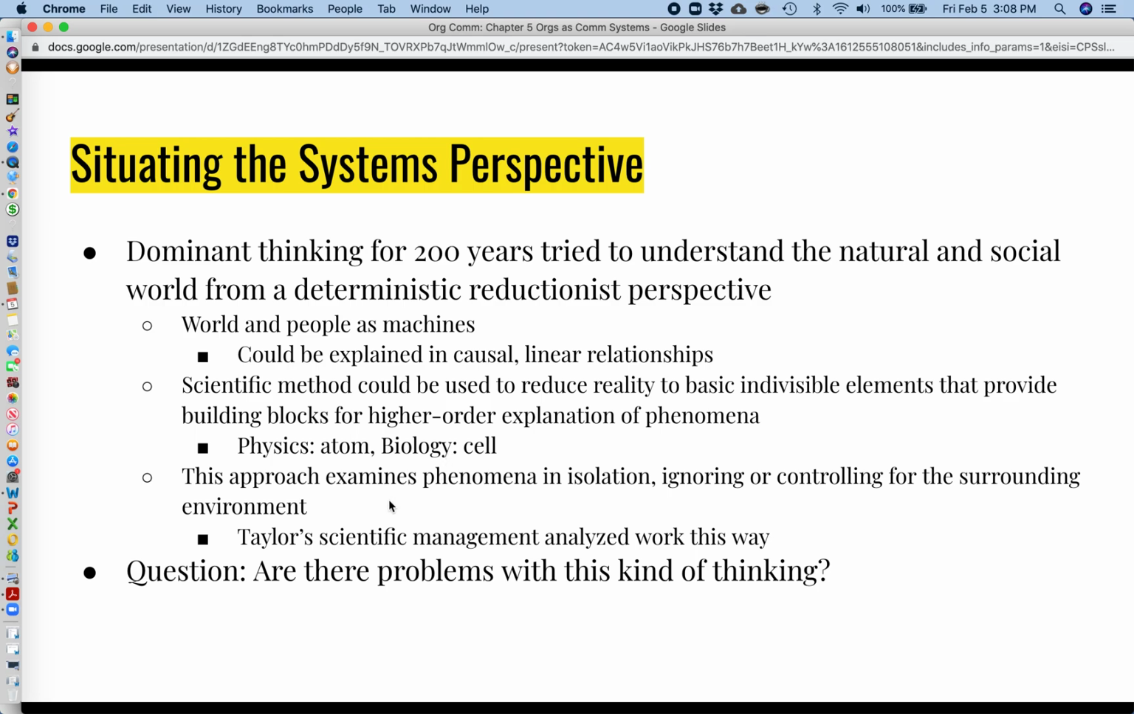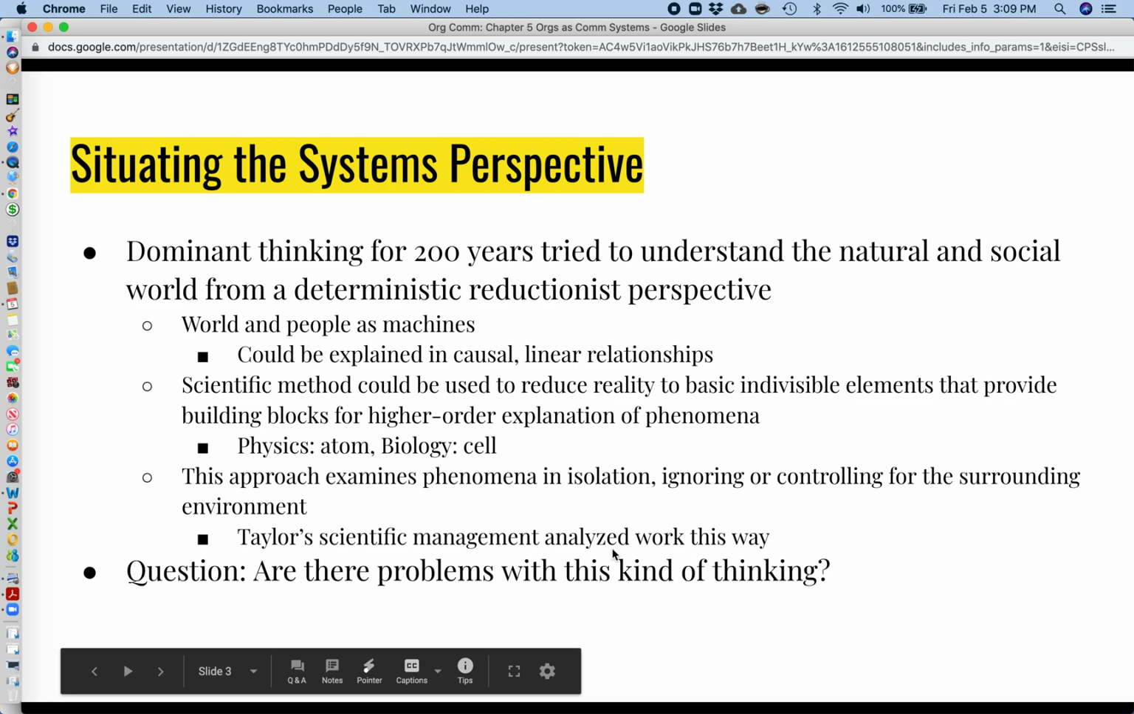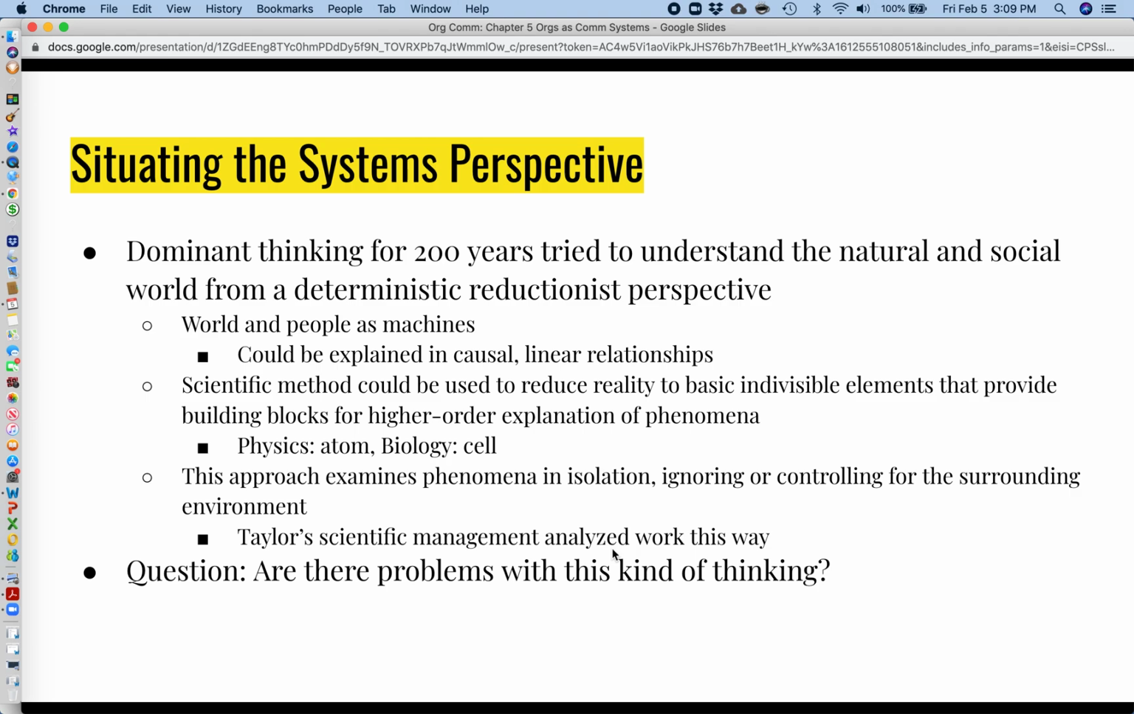Now, one of the criticisms of this approach is that it examines phenomena in isolation, right? So if you're examining something in a lab, for example, you're thinking about it in isolation. You're thinking about it in the context of one very specific environment. And in fact, you're taught to control for the surrounding environment, right? You're taught to control the possible things that can affect your research and your ability to scientifically examine something. And of course, Taylor's scientific management, the Taylorization of labor, worked this way, right? It was very much based in these kinds of ways of thinking.